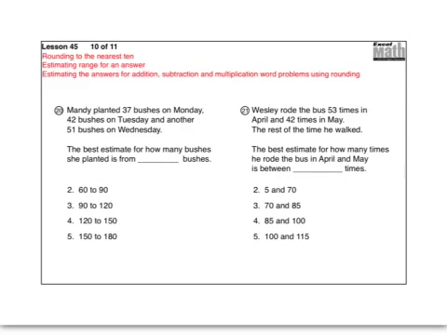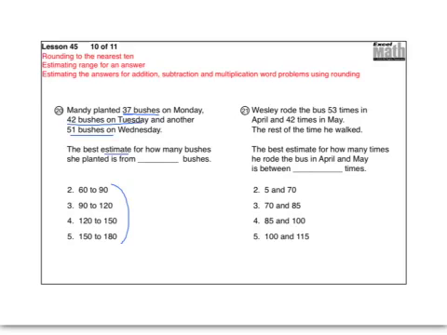All right, so here are the last two problems. Pause the video, show your work, do these, and then turn it back on for the solutions. So it says Mandy planted 37 bushes on Monday, 42 on Tuesday, and 51 on Wednesday. We want the best estimate. We want an approximate answer.